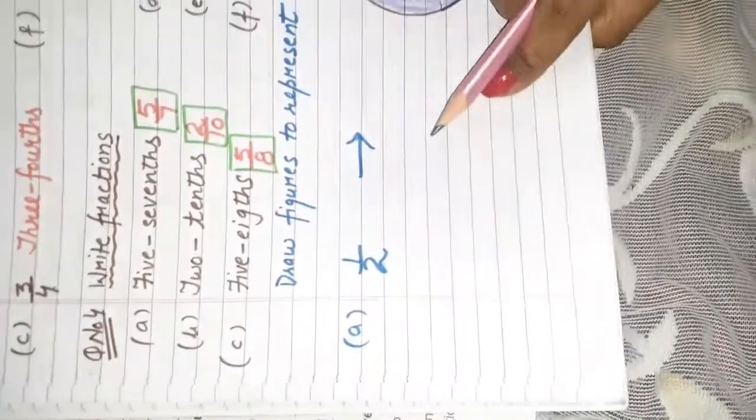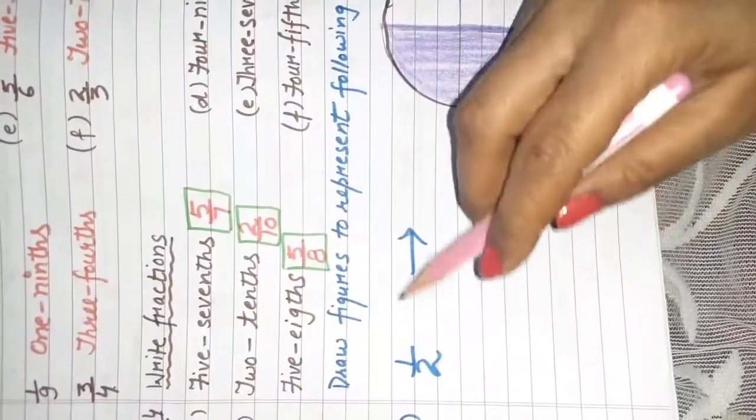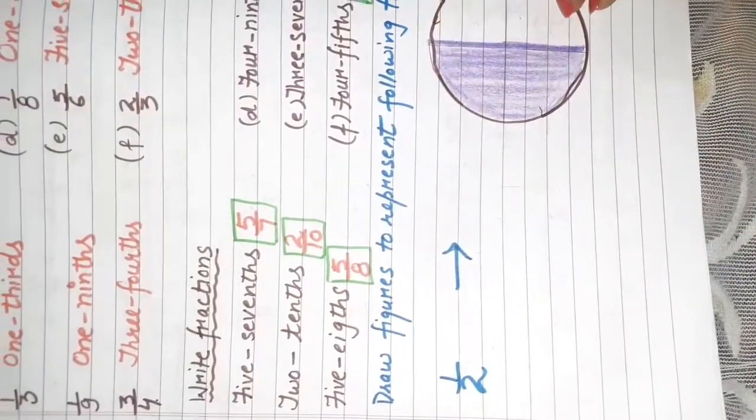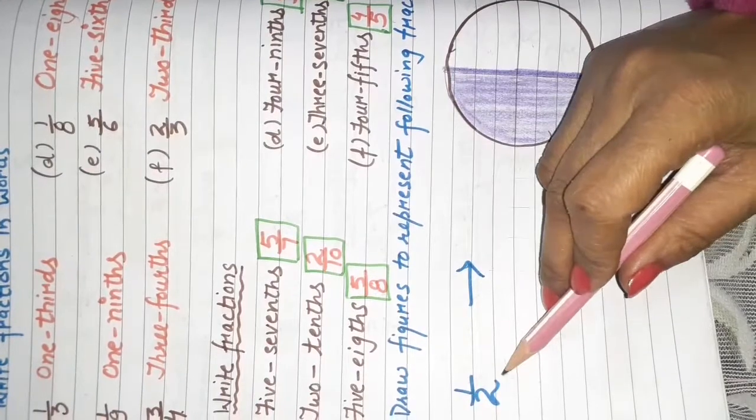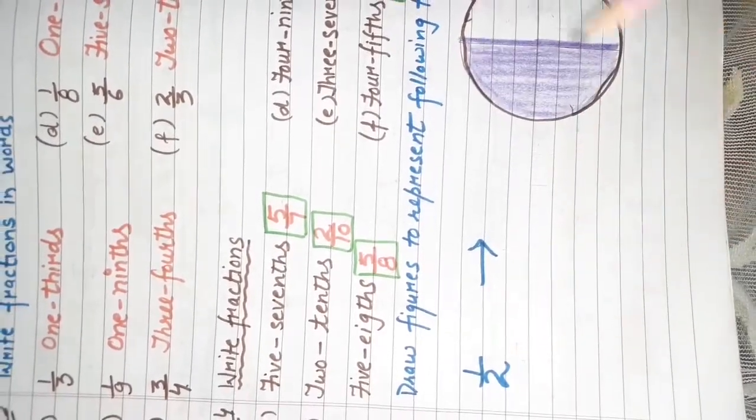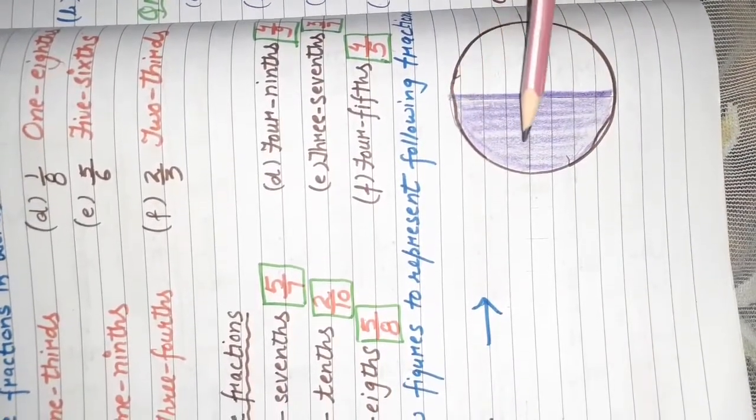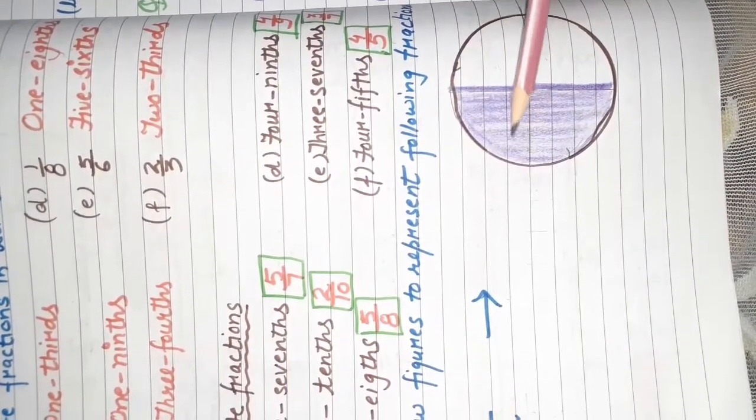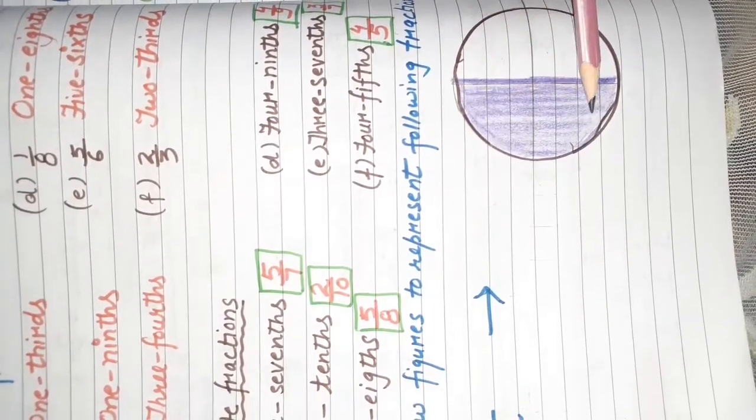Now your question number 5 is, you have to draw the figures to represent the following fractions. So the first one is your half, that is your 1/2. So I represented this half fraction in this figure. I divided this circle into two equal portions and then I shaded one portion of it.